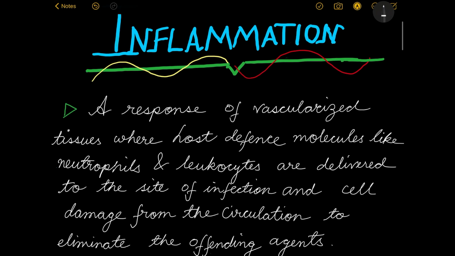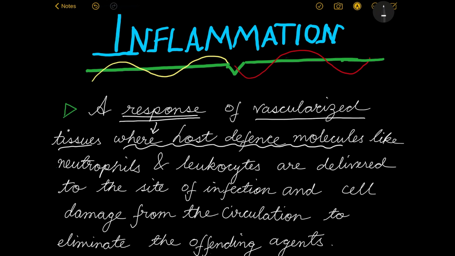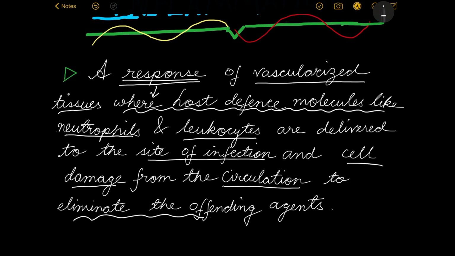As you can see, I have already written down the definition: inflammation is a response of vascularized tissues. What happens in that response? Host defense molecules like neutrophils and the other leukocytes are delivered to the site of infection and cell damage from the circulation. Why? To eliminate the offending agents.